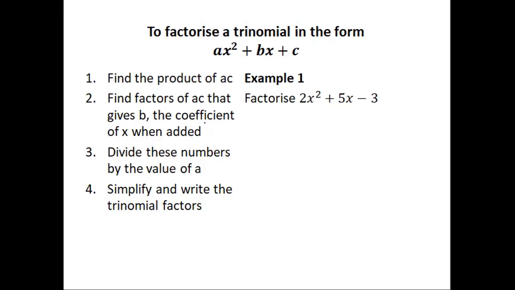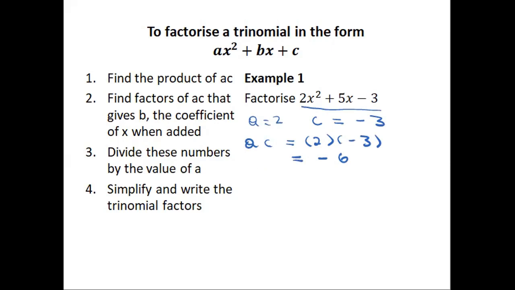To factorize a trinomial in the form of ax squared plus bx plus c, here are the steps that you need to follow. The first step is to find the product of AC. In this problem, it says factorize 2x squared plus 5x minus 3. A is equal to 2, and C is negative 3. So the product AC is equal to 2 times negative 3. This gives us negative 6. So we've done step number 1.